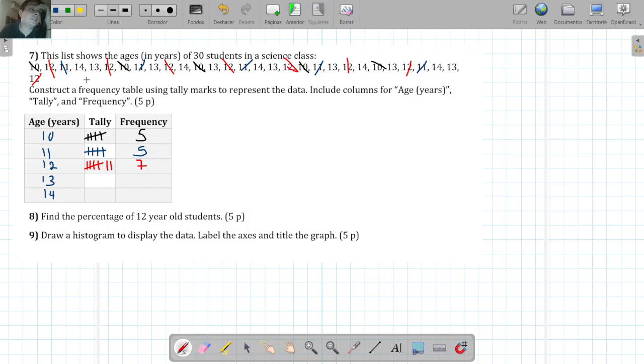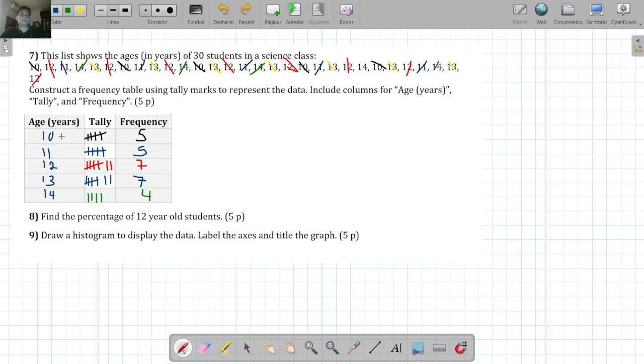Let's go with 13. 1, 2, 3, 4, 5, 6, 7. Another 7 students. 5, 6, 7. This is 7 again. And the ones of 14, we have 1, 2, 3, 4. So we have 1, 2, 3, 4. Very few of them. And just like that, you get 5 points on the exam.